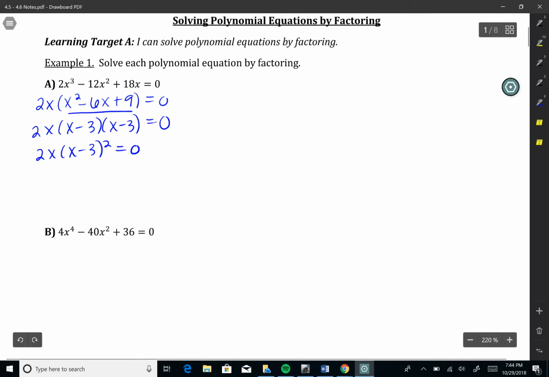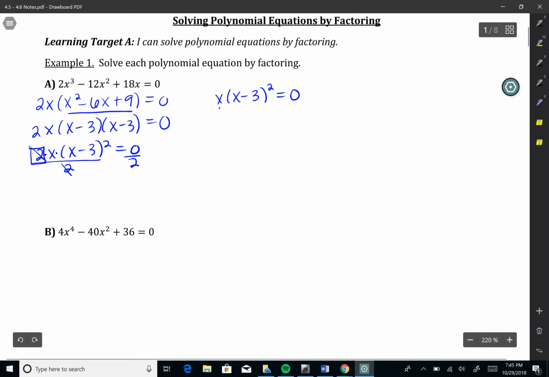Now, make sure you keep writing equals 0 on the right because this is an equation and we cannot lose that equal sign. One thing I want to note is that this 2 out front is not part of this x. This is 2 times x minus 3 quantity squared. Whenever you have a constant that's being multiplied, you really can, if you want, divide both sides by that. On the left, that's going to cancel, and on the right, 0 divided by 2 is still just 0. So x times x minus 3 quantity squared equals 0 is an equivalent equation.